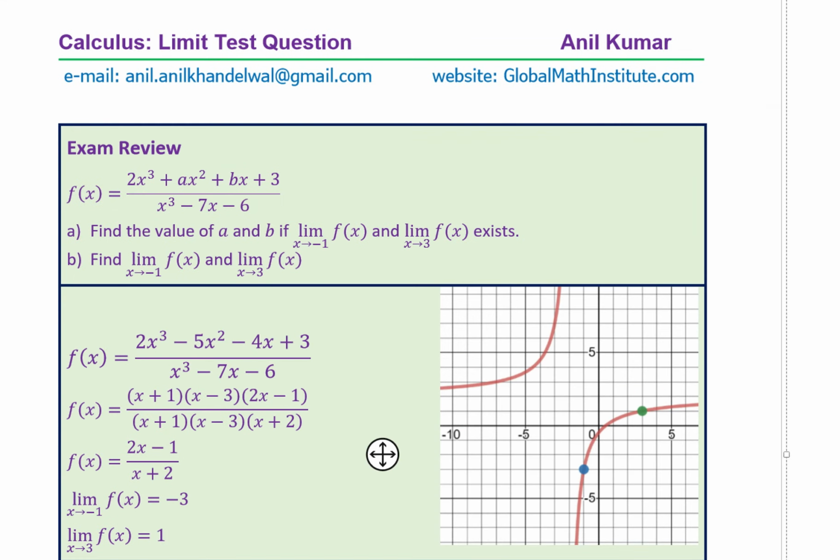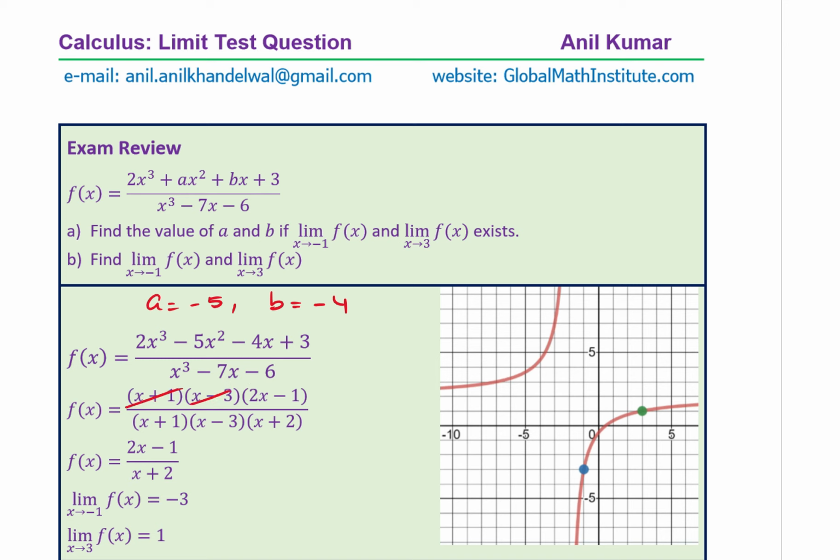Here is the summary. We are given the function 2x cubed plus ax squared plus bx plus 3 divided by x cubed minus 7x minus 6. Now, we wanted to find the values of a and b, which we found by substituting x equals minus 1 and 3 in the numerator. And we found the values of a and b as a was minus 5 for us and b was minus 4. And therefore, the expression was 2x cubed minus 5x squared minus 4x plus 3 divided by x cubed minus 7x minus 6. We factored both of them.